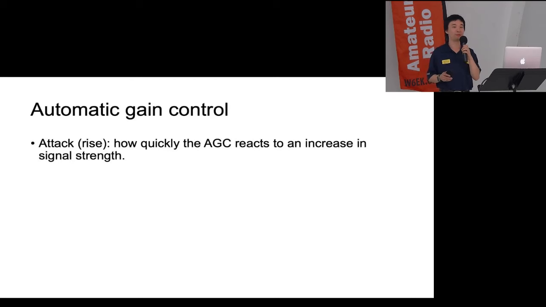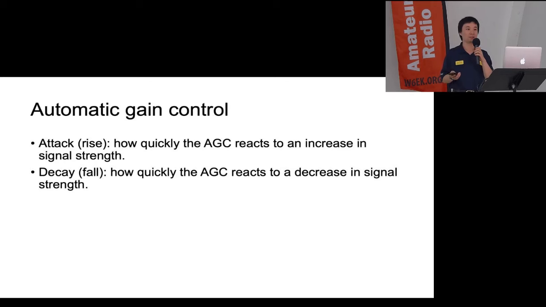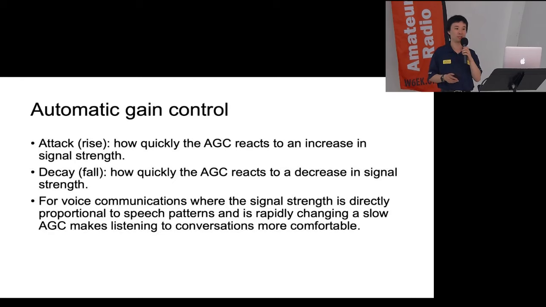So if you do any music, you know that there's the ADSR envelope: attack, decay, sustain, and release. So in AGC, there's only really two options. That's attack, which is the rise time, how quickly the AGC reacts to an increase in signal strength. And the opposite of that, there's decay, which is fall time, how quickly the AGC reacts to a decrease in signal strength.